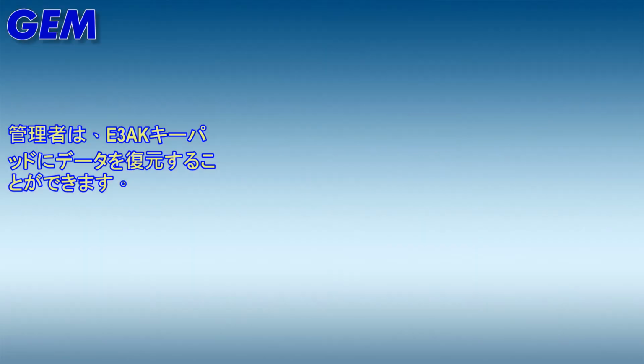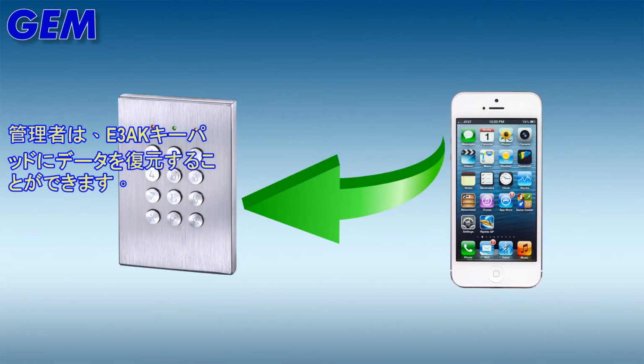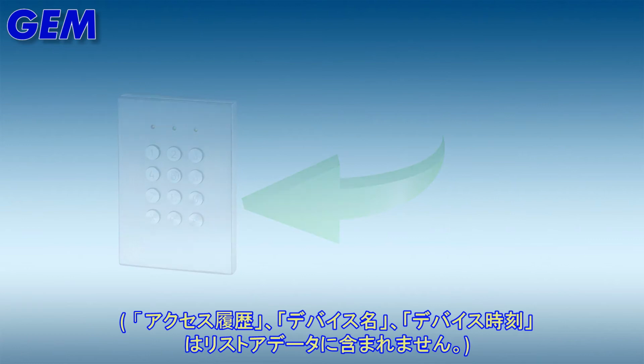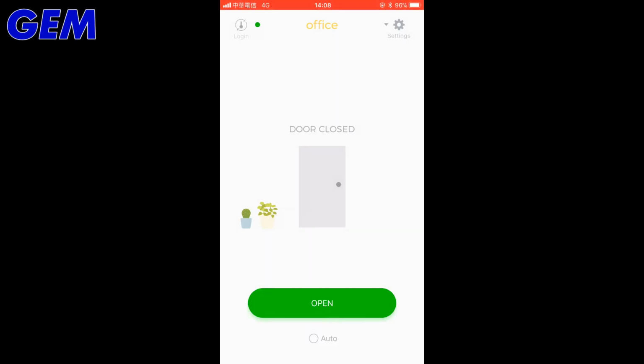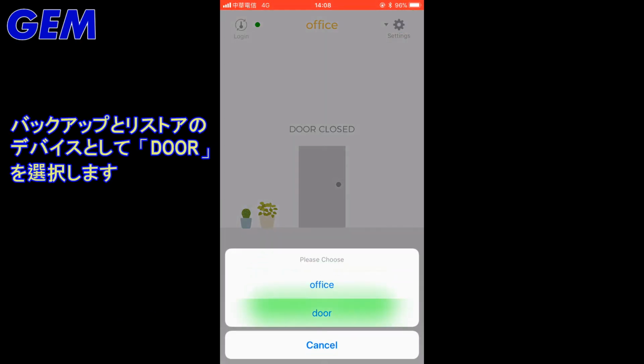Administrator can restore data to the E3AK keypad. Select Door as the backup and restore device.